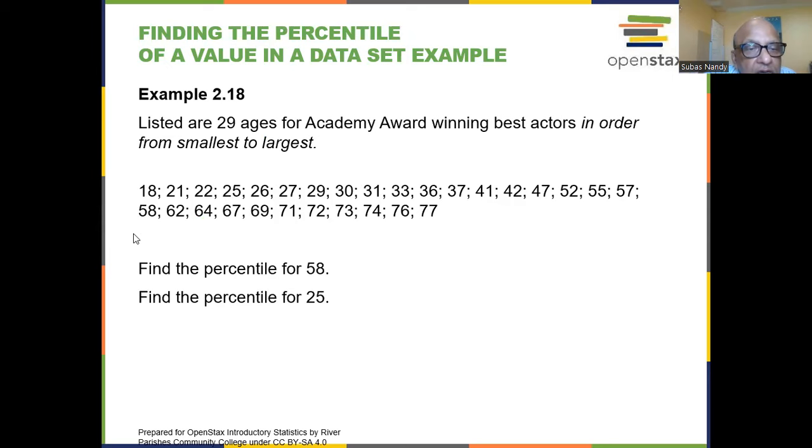If I've done it correctly: 1, 2, 3, 4, 5, 6, 7, 8, 9, 10, 11, 12, 13, 14, 15, 16, 17, 18. And 58 is in the 18th position. So it is 18 plus 0.5 times 1. Okay. Divided by, let me see the total number. 1, 2, 3, 4, 5, 6, 7, 8, 9, 10, 11, 12, 13, 14, 15, 16, 17, 18, 19, 20, 21, 22, 23, 24, 25, 26, 27, 28. Yes, so it is in the 65th percentile. Okay.